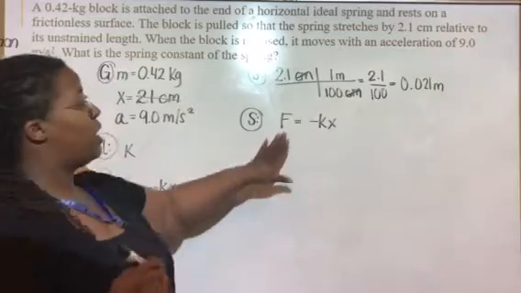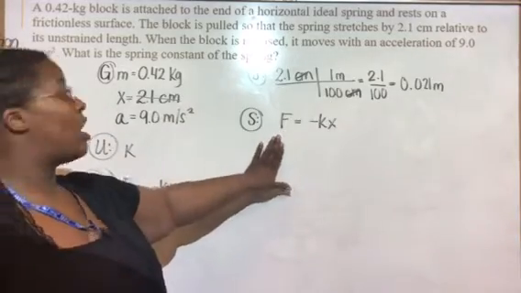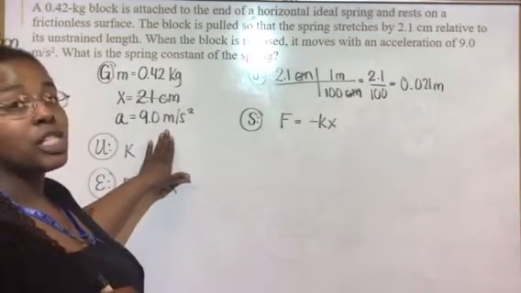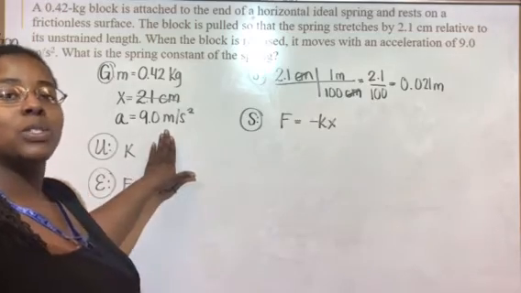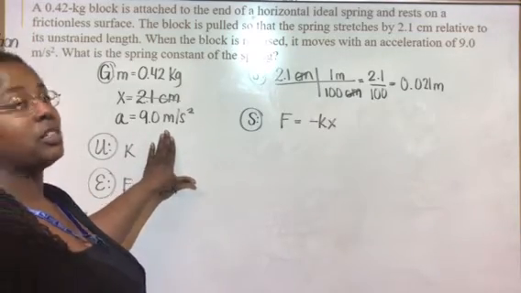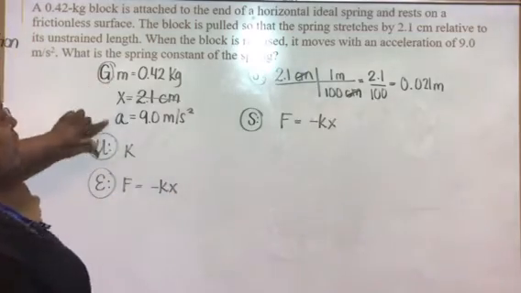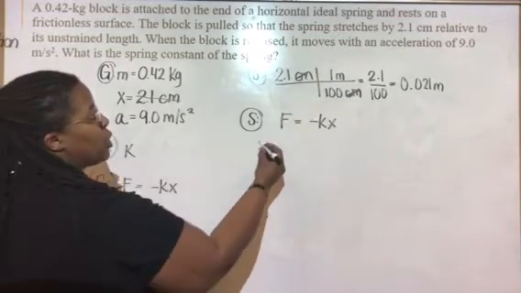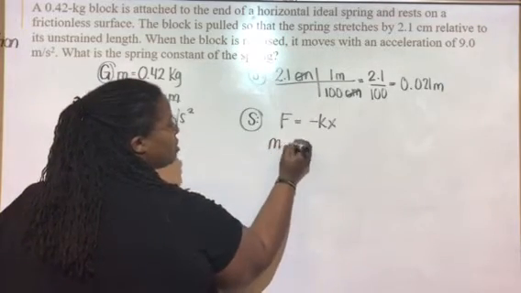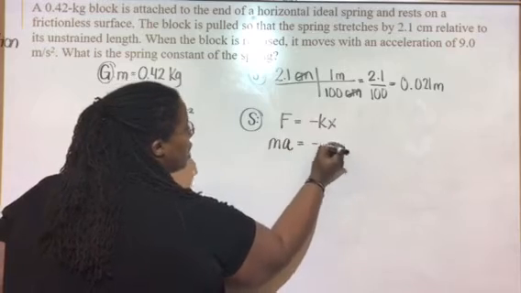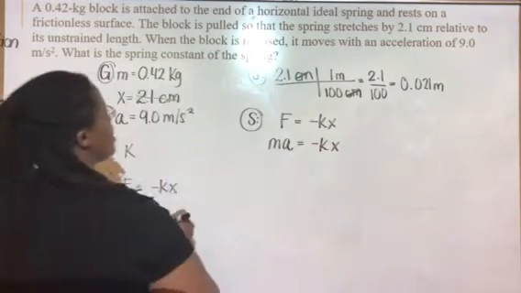But we notice that we were not given F in our givens. But there's an equation for force. Force equals mass times acceleration. And we have mass and we also have acceleration. So we're going to expand our equation. M times A equals negative KX.